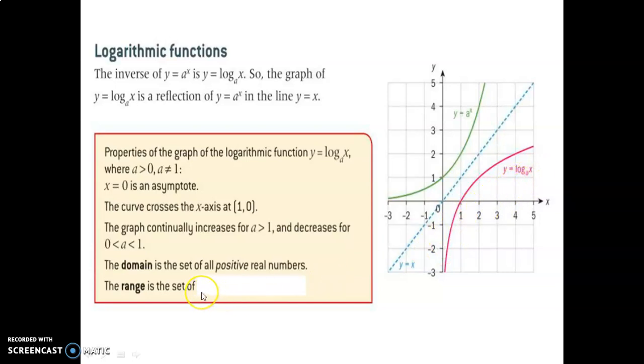What about the range for the log graph? Well, the range is all real numbers. So it goes from -infinity here for y and goes up forever to positive infinity for y. So range is everything. And remember that these are the inverses of the domain and range of the exponential. The exponential had a domain of real numbers, and now the log has a range of all real numbers. And then again, the exponential had a range of values greater than 0, and now the log graph has a domain of values greater than 0. So remember that inverse relationship there.